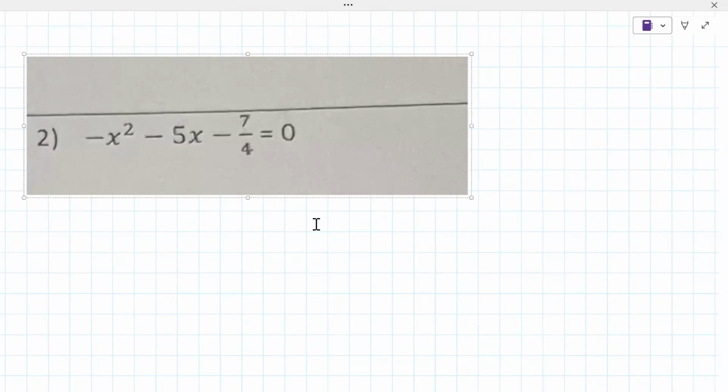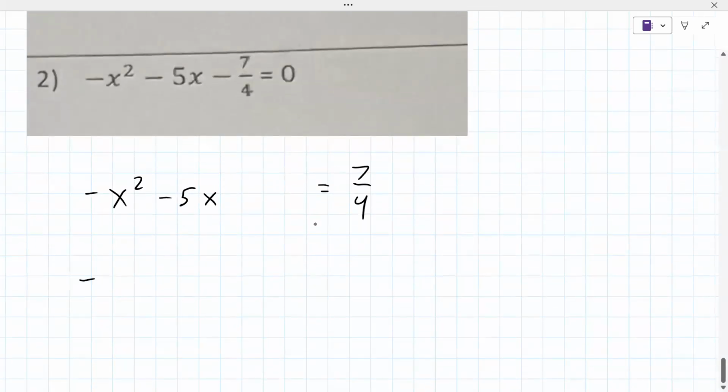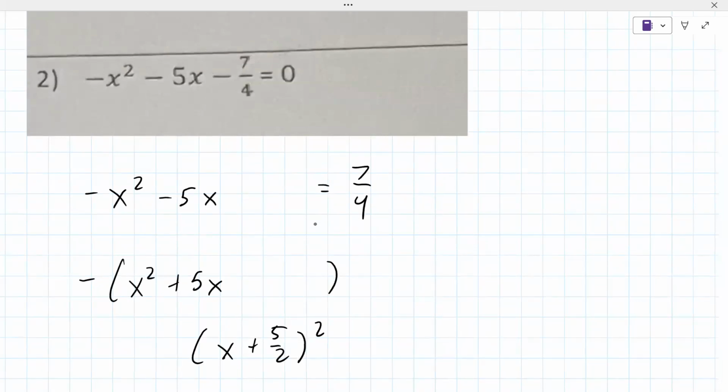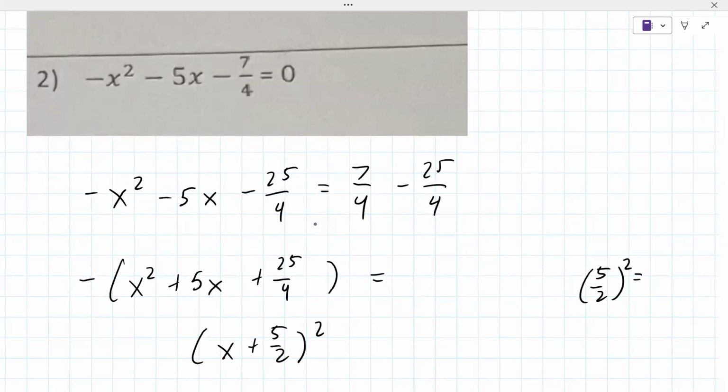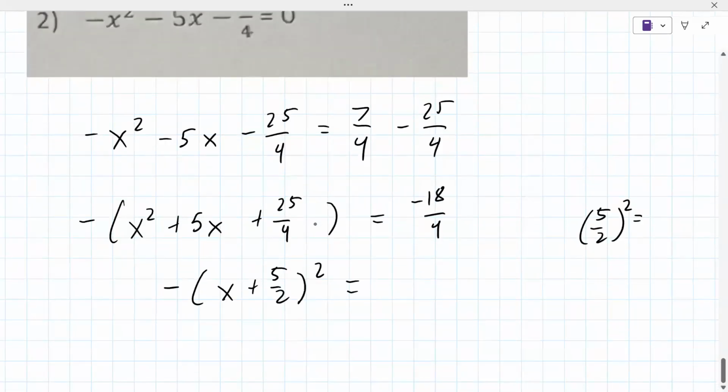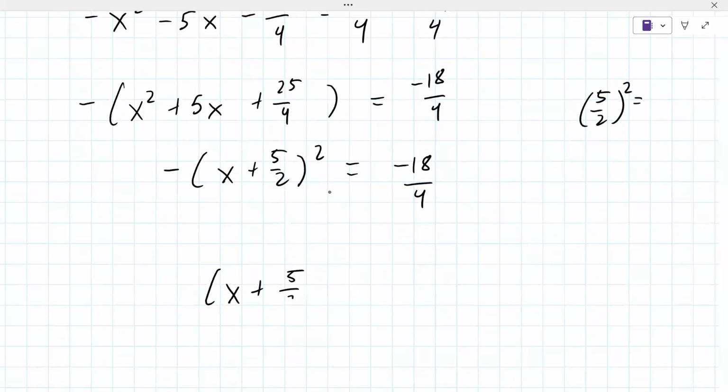All right. So again, we're going to move that fraction over here. The only real problem with this one is just the awkwardness of the fraction, but it's the same steps. You factor out the negative, you leave a space, you cut it in half. When you square it, you're squaring the top and the bottom, so it's 5 over 2 squared, which is 25 over 4. Then you negate it. So now you get negative 18 over 4. And rather than reducing it, because you're going to take a square root, you end up getting plus or minus the square root of 18 over 4.